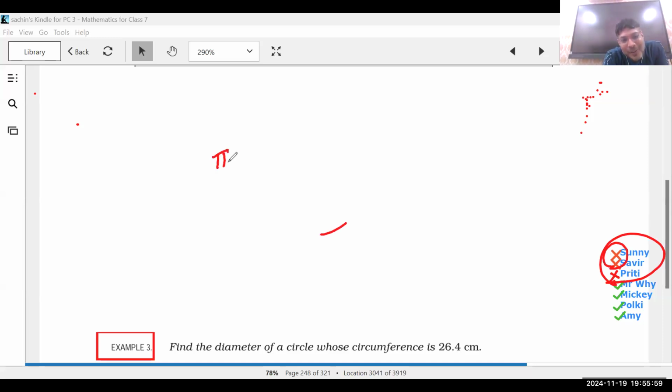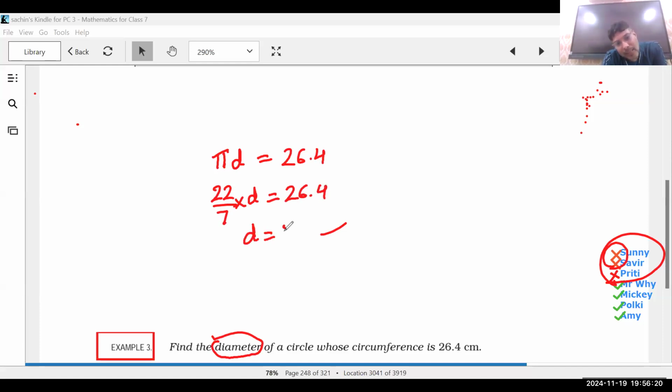So the formula for circumference is pi d, I will use that. I can use 2 pi r also, but using pi d is recommended because I have to directly find the diameter. So pi d is equal to 26.4. Then this becomes like a linear equation. 22/7 multiplied by d is 26.4. So d is equal to 26.4 times 7 divided by 22. Then I will divide it by 2. I will get 13.2. Then I will divide with 11. I will get 1.2 times 7 will be 8.4 centimeters.